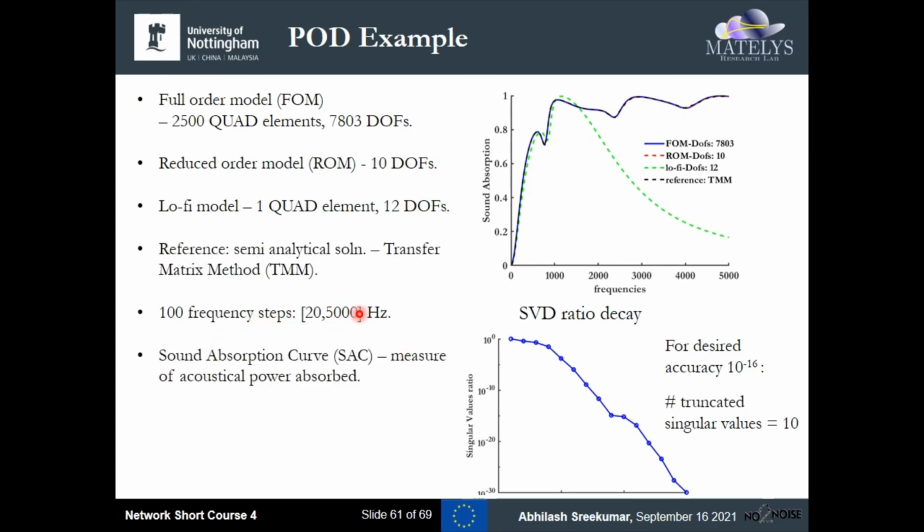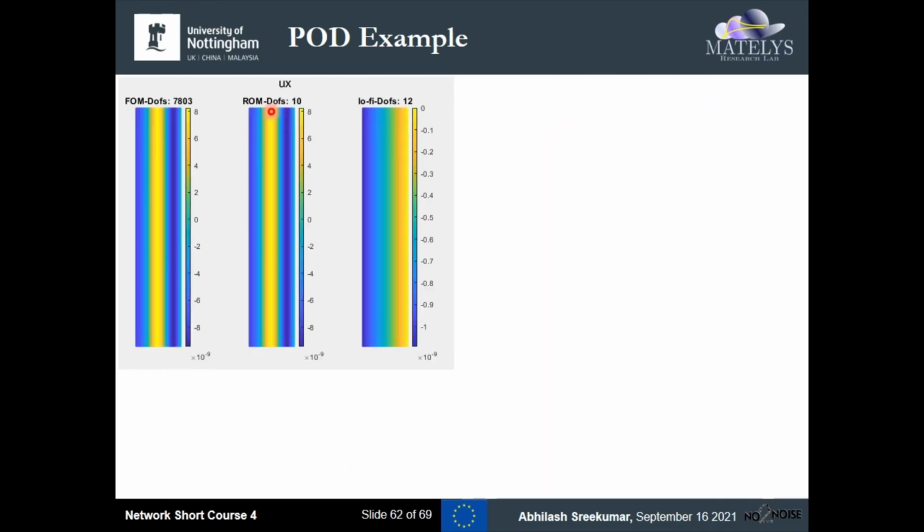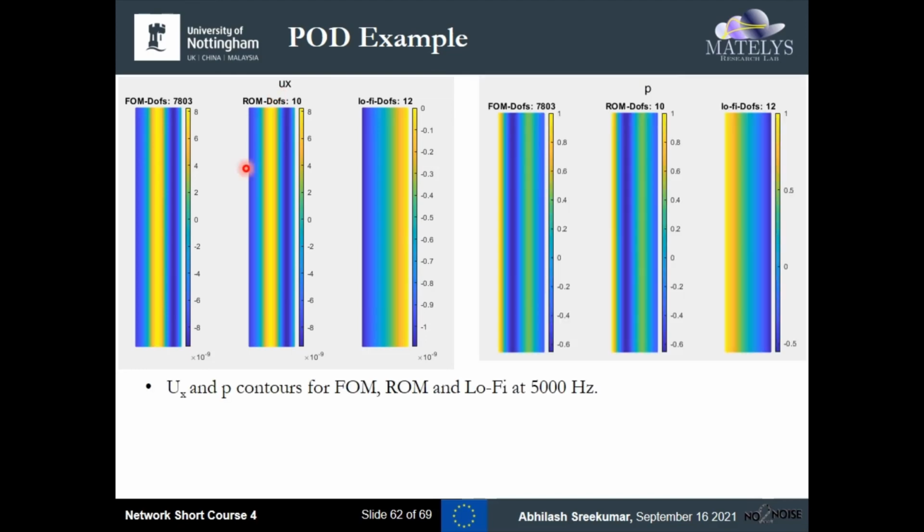For the sound absorption, the full order model, reduced order model, and transfer matrix method, as I've mentioned over here, are identical. Lo-fi offers only a good approximation at low frequencies, which is a reiteration of what I've already mentioned. Now let us take a look at the UX, that is the displacement along X contours at a particular frequency, 5000 Hertz, for all three methods, and similarly the pressure contours. Let's look first at the displacement contours.